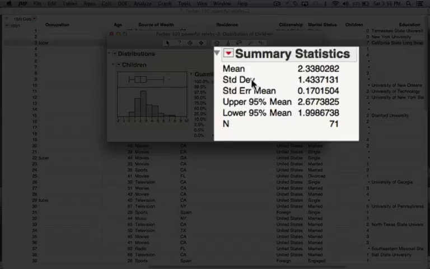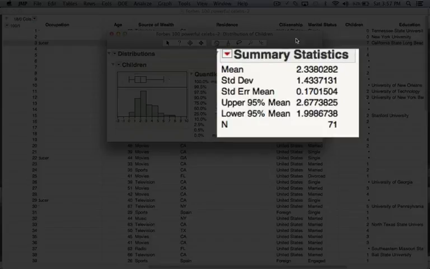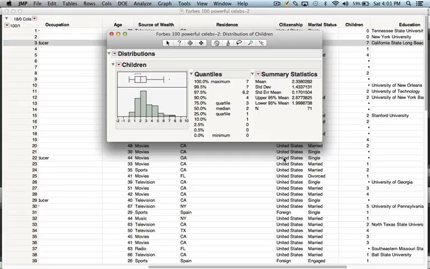Lastly, we have the standard deviation, which is the average distance from the mean. The standard deviation in this case is 1.43. So what that means is the number of children each celebrity had, on average, was 1.43 units from the mean of 2.34. Even though the standard deviation may seem very arbitrary and abstract at this moment, it will become much more important as you move along the course.